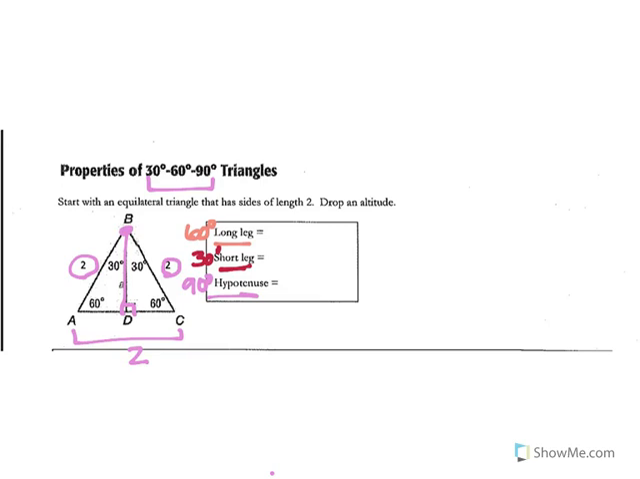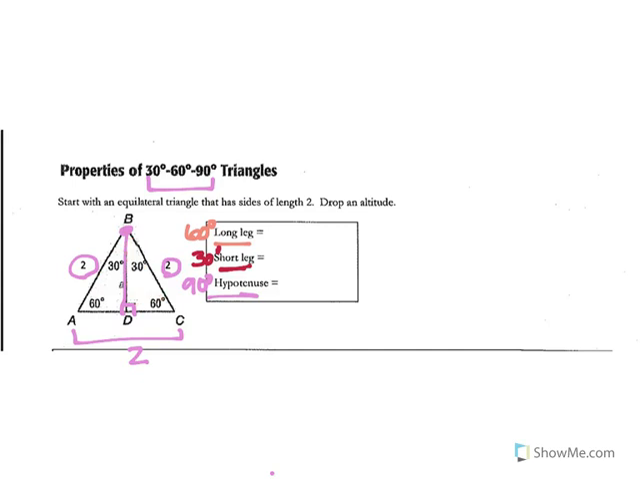So we drop an altitude from B to its opposite side, and so now we've got 90-degree angles, and we've got little triangles. So I've got a little triangle over here on this side, and then I have its exact reflection, its exact twin on the other side. So by splitting this equilateral triangle, now I've got two 30, 60, 90 triangles, which is great.